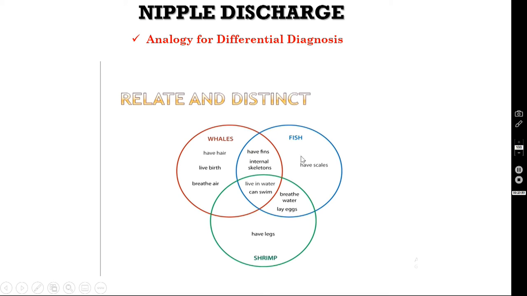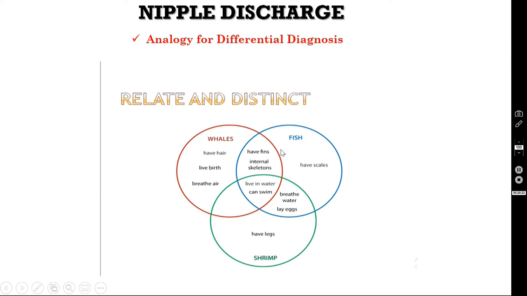So you have to use this analogy, like fish. What is the characteristic feature for a shrimp? Only shrimp among the three organisms, only shrimps are having legs. What are the characteristic features of whales? Whales are having hair. They give birth to live young, they deliver babies and they are breathing air also. This is the characteristic feature of whales. So these characteristic features are all the confirmatory signs.